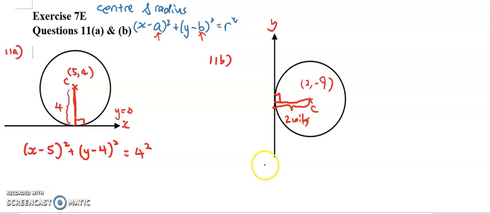So we can conclude the equation here is (x − 2)² + (y + 9)² = 2². We do plus 9 because this is a subtraction and we have a minus 9, so minus times minus gives plus.